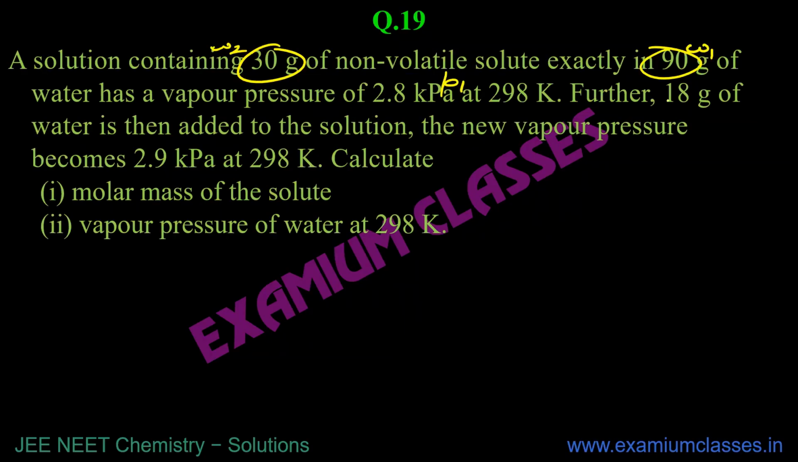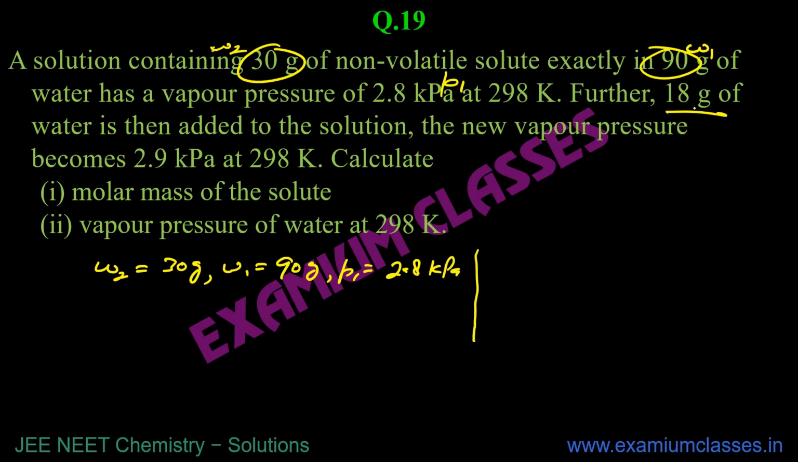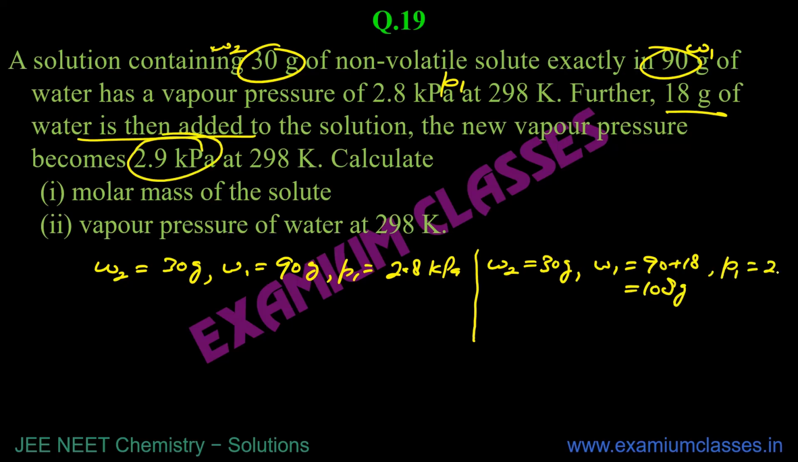Now, this is the first case. You have W2 equals 30 gram, W1 equals 90 gram, and P1 equals 2.8 kilopascal. And there is a second case. In the second case, 18 gram of water is then added. Now remember, the solute is the same, 30 gram. So W2 in the second case is still 30 grams. W1 now is 90 plus 18, that is 108 grams. And P1 now becomes 2.9 kilopascal.